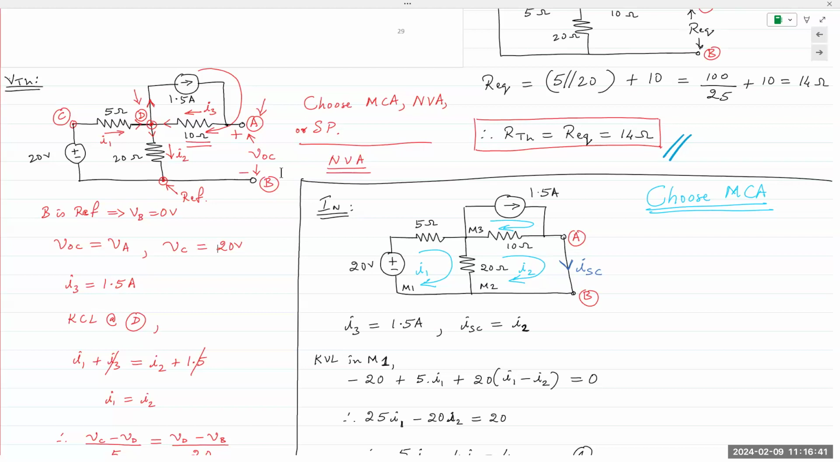One side point, when trying to decide between node voltage or mesh current, you want to look at how many unknown variables you have to solve. Here there are 1, 2, 6. Okay. Yeah. I'll work on these two.